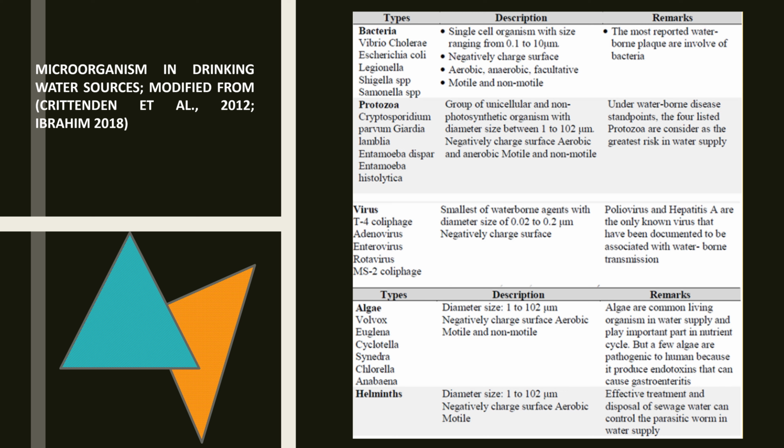Okay, another type of organism is algae, for example Volvox, Euglena, Chlorella, Synedra, Anabaena, and helminths. For descriptions, diameter size 1 to 102 micrometers, negatively charged surface, aerobic, motile and non-motile. Also helminths, diameter size also 1 to 102 micrometers, negatively charged surface, aerobic, motile. For remarks, algae are common living organisms in the water supply and play an important part in the nutrient cycle, but a few algae are pathogenic to humans because they produce endotoxins that can cause gastroenteritis. Effective treatment and disposal of sewage water can control the parasitic worms in the water supply.